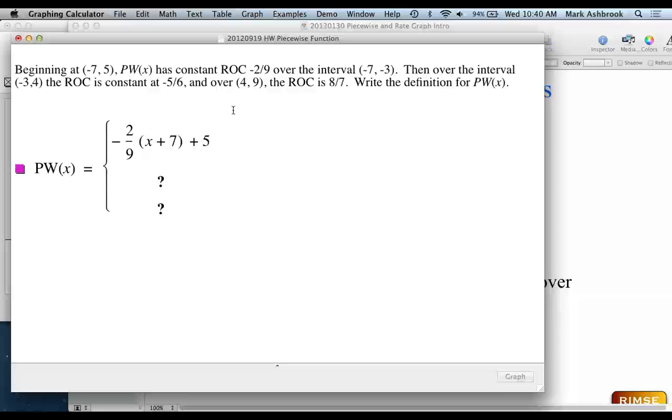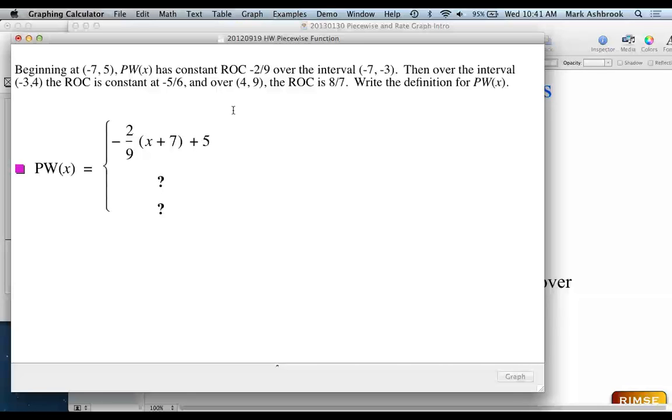Is that what you got for the first piece? This is our point slope form. Remember? Rate of change times what's x plus 7 represent? Change in x, right? And so what does that whole first expression represent? -2/9 times x plus 7 is the change in y, right? Change in y is our constant times the change in x. And then the whole thing is old y plus change in y gives new y, Brett.